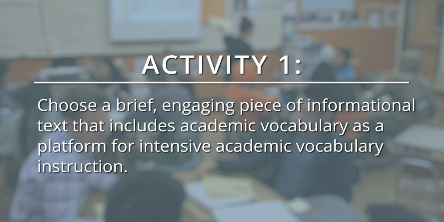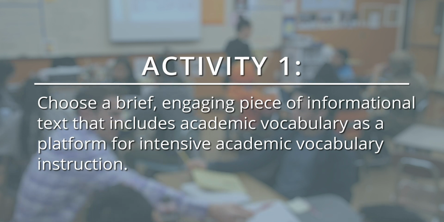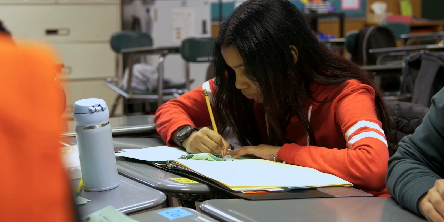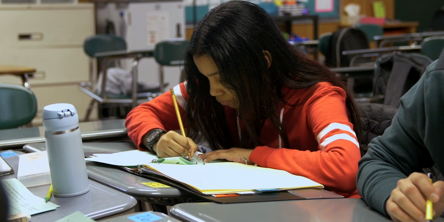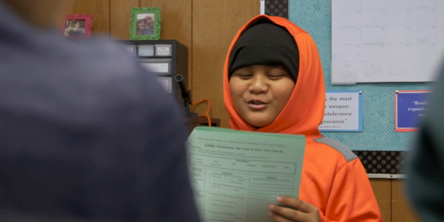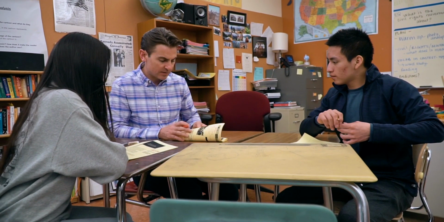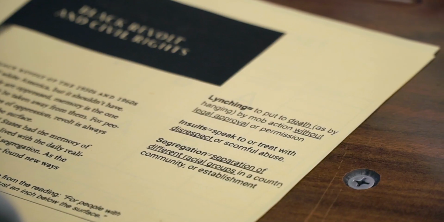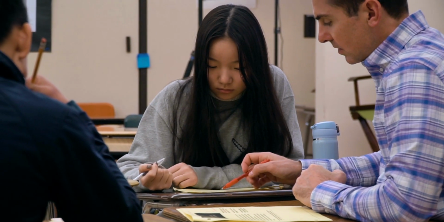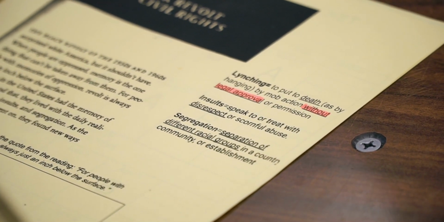Activity 1. Choose a brief, engaging piece of informational text that includes academic vocabulary as a platform for intensive academic vocabulary instruction. The IES panel states that accessible yet content-rich material is fundamental to providing deep instruction in academic vocabulary. Engaging materials such as magazines, newspapers, or other informational texts anchor in-depth instruction of your learning objectives. The text should be brief, interesting, and engaging for the students, containing a variety of target academic words to focus on. It should connect to a given unit of study and build students' knowledge of a topic, providing sufficient detail and examples for students to be able to comprehend the passage.